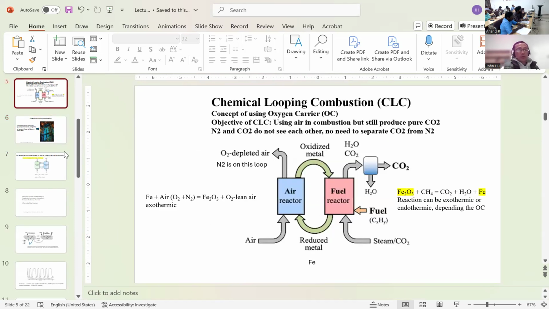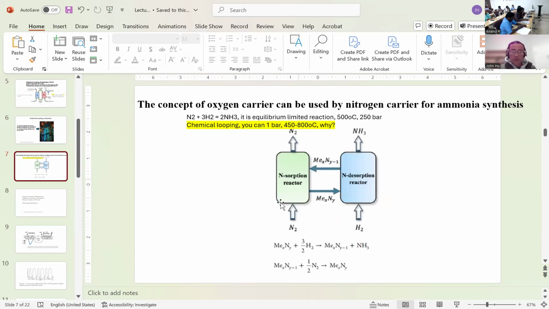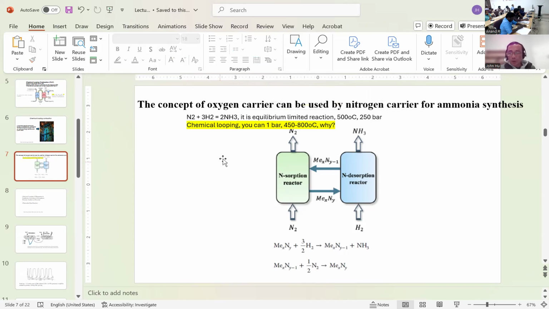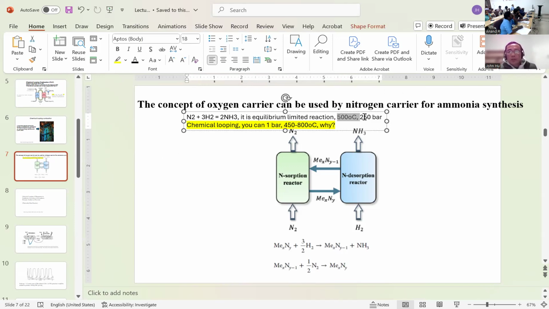Okay, all right, I think we spent too much time on chemical looping combustion, but really I want you to gain some theory knowledge, and then our real focus is here: the concept of oxygen carrier can be used as nitrogen carrier for ammonia synthesis. Remember, for the whole of last week, we were talking about ammonia synthesis and the equilibrium control. That means nitrogen and hydrogen will never go to 100% conversion. They operate at 500 degrees C and 250 bar, because the temperature will increase the kinetics, the reaction rate, and the pressure will shift the equilibrium to the right.